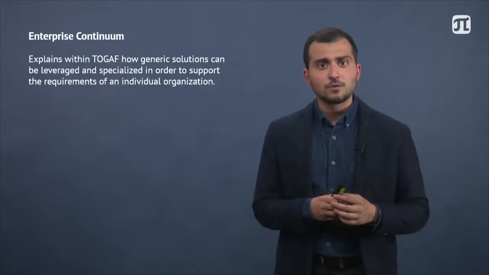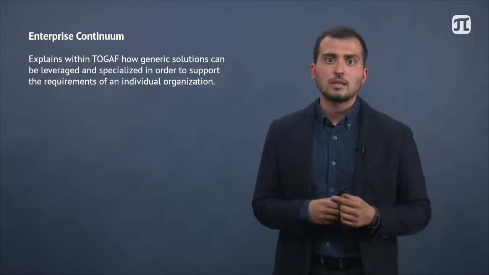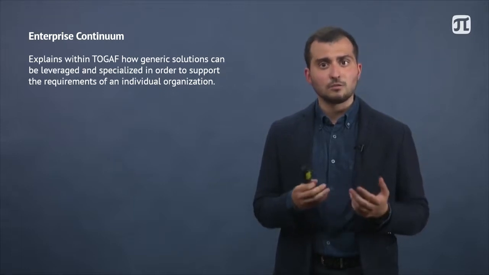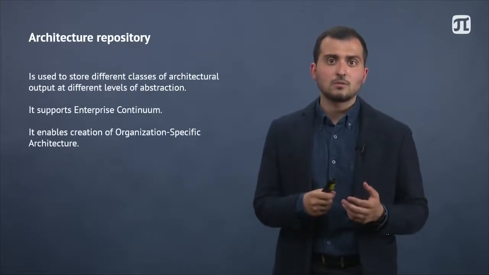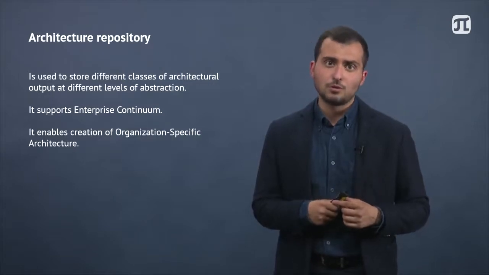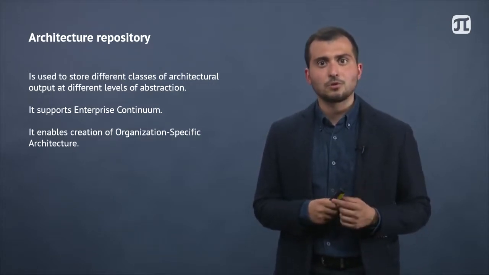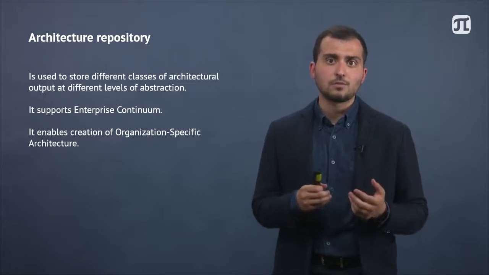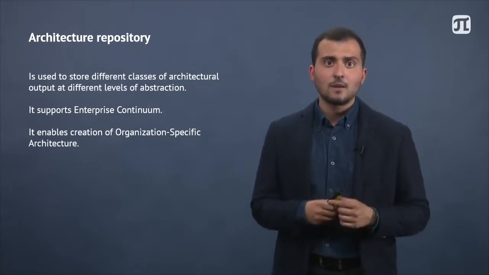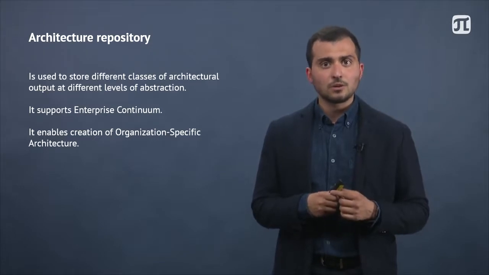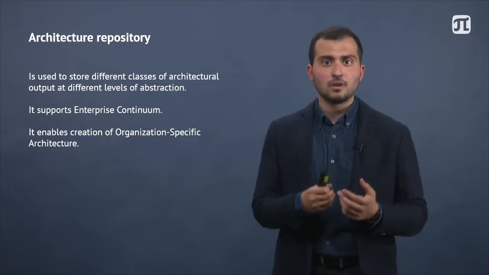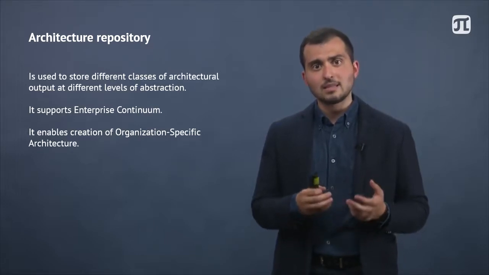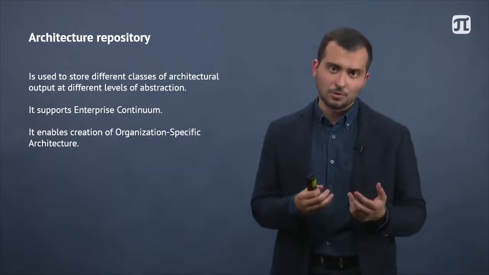Another important concept of TOGAF is enterprise continuum. It explains how generic solutions can be leveraged and specialized in order to support the requirements of an individual organization. To support enterprise continuum, the concept of an architecture repository is used. It stores different classes of architectural output and different levels of abstraction created by the ADM. By means of the enterprise continuum and architecture repository, architects are encouraged to leverage all the relevant architecture resources and assets in developing an organization-specific architecture.